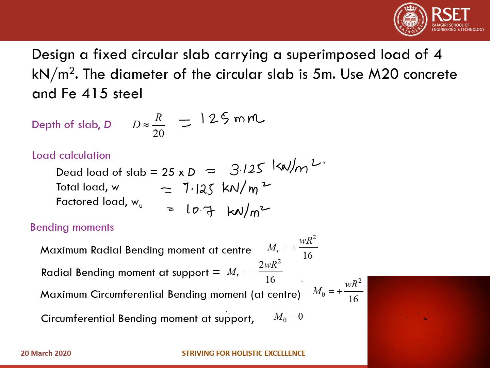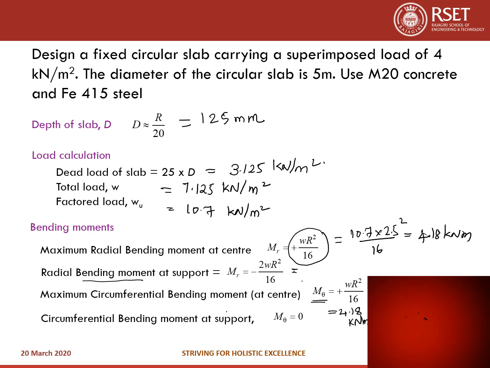Now the maximum radial moment, the sagging moment, is at the center. The expression is WR² by 16. So here W is 10.7, R is 2.5, squared, by 16. The value is 4.18 kNm. In case of the circumferential moment at the center, this will also be the same, 4.18 kNm.